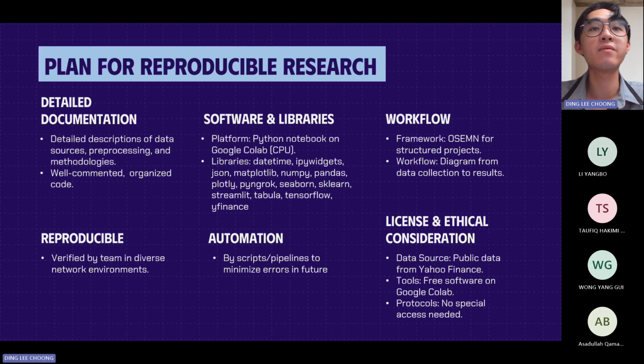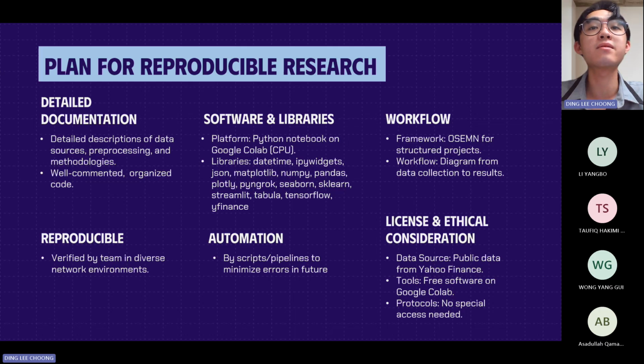Next, we cooperate with a systematic approach like the OSEMN framework. It allows us to demonstrate its steps clearly, enabling others to follow the same workflow and obtain the same result. To further ensure consistency, we test our script in various network environments among team members. Automation can also be considered by using scripts or pipelines, which help minimize human error and ensure consistent results with every run.